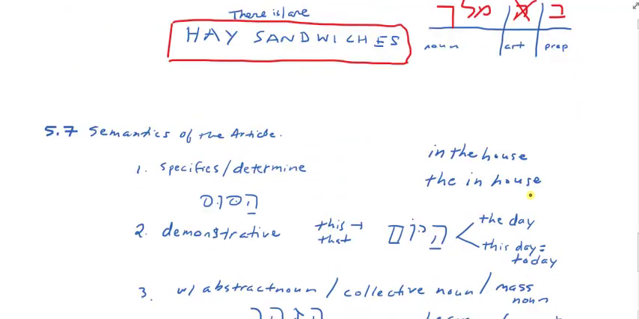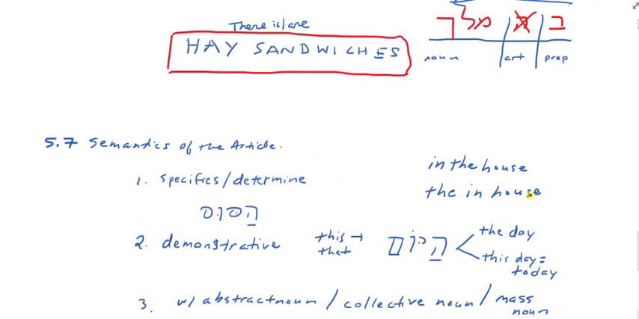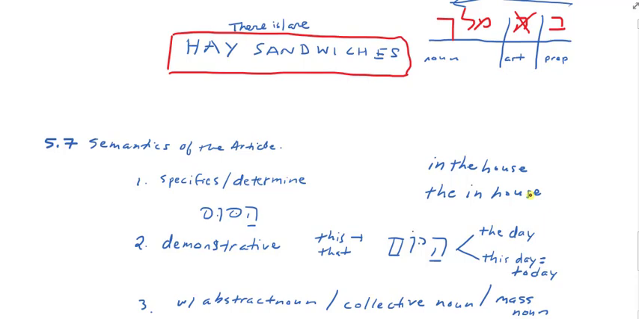Now the last thing we want to talk about is the semantics of the article. When I use the word semantics, what I mean to say is the meaning. What is gained in terms of meaning by adding an article to a noun in Hebrew? What are the semantics of the article? Ross refers to this as the uses. I'm referring to it as the semantics, but let's just walk through these real quickly.